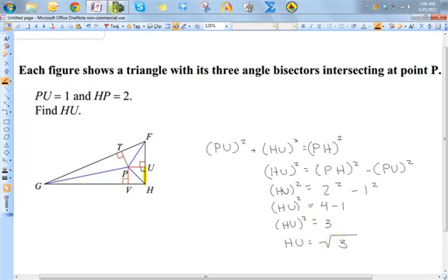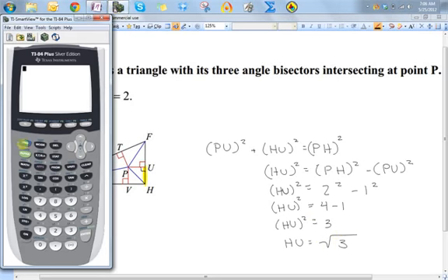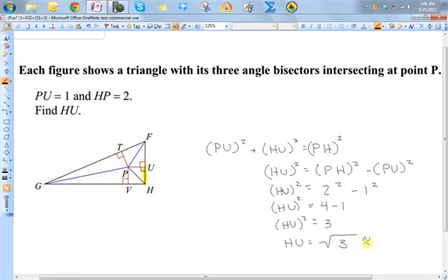And if you wanted a rounded answer for that, you just take the square root of 3, and you get approximately 1.73. That's it.